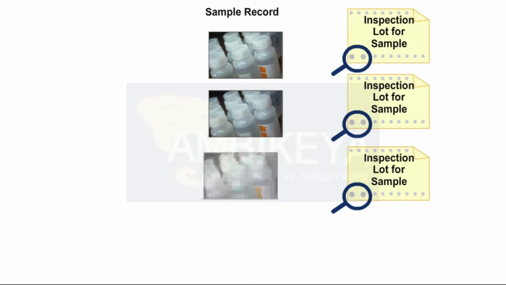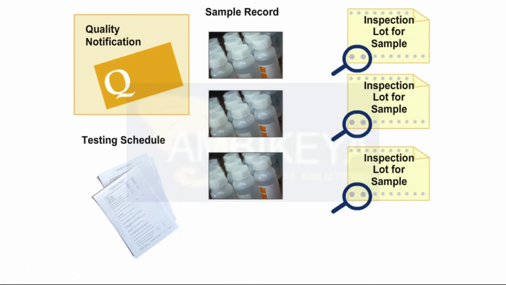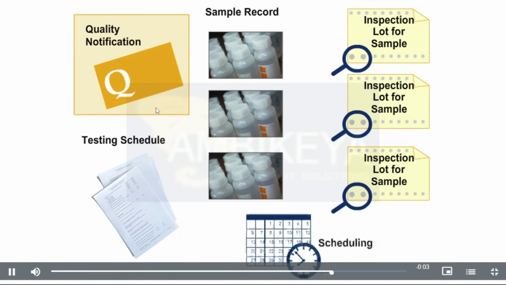The inspection lot for the sample is the central data record used for the processing and documentation of stability tests. The inspection lots are created when the scheduling objects are manually or automatically called.